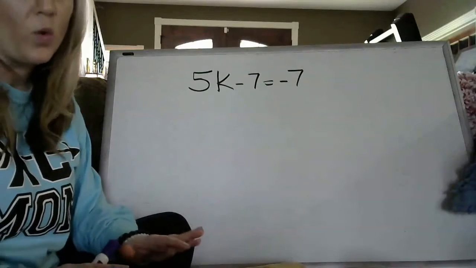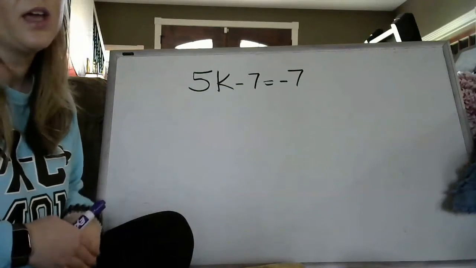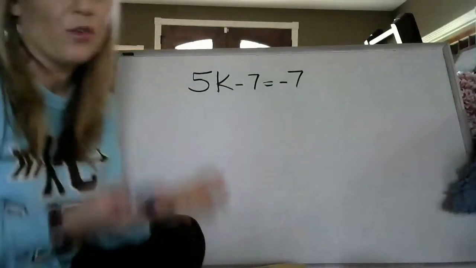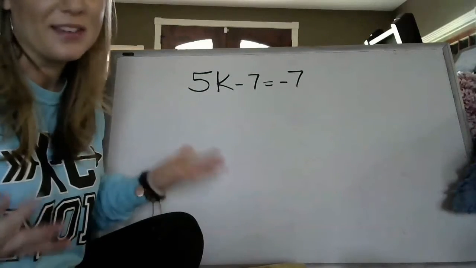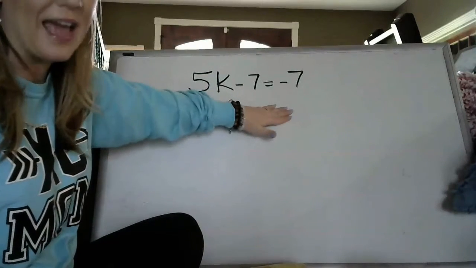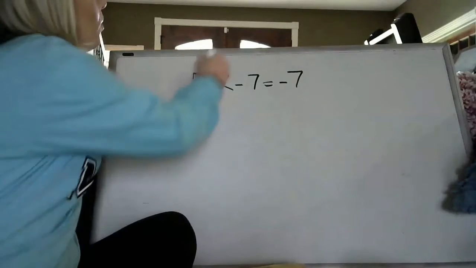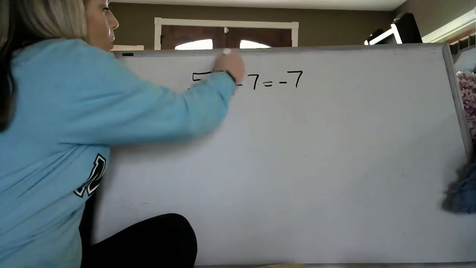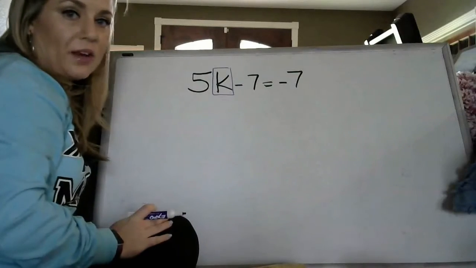All right, so I'm going to go a little quicker because I actually want to do a few more problems with you guys, and I want to make sure that I can get every type of equation that I think you may solve. All right, so we have 5k minus 7 equals negative 7. Remember, our goal is to figure out what k equals. We want to know what times 5 minus 7 will give me negative 7, okay?